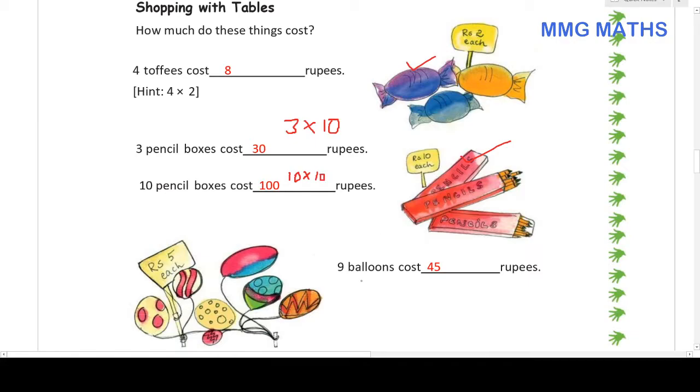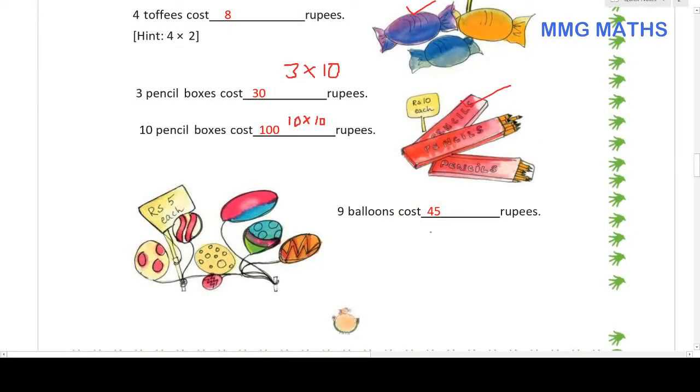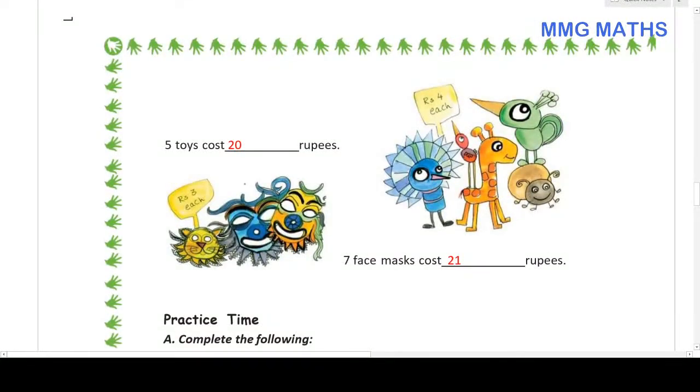Now, 9 balloons cost dash rupees. The cost of one balloon is 5 rupees, so 5 into 9 equals 45. So your answer will be 45 rupees. Okay, moving to the next question.